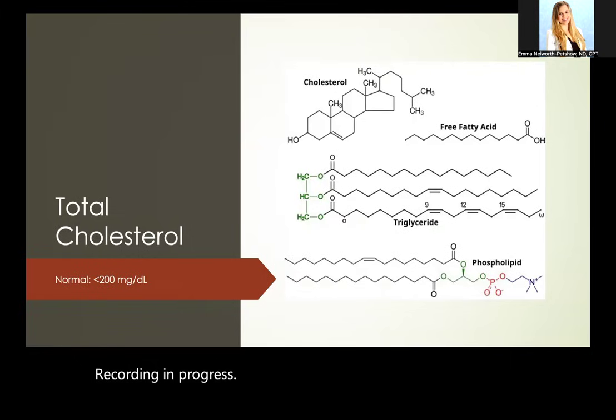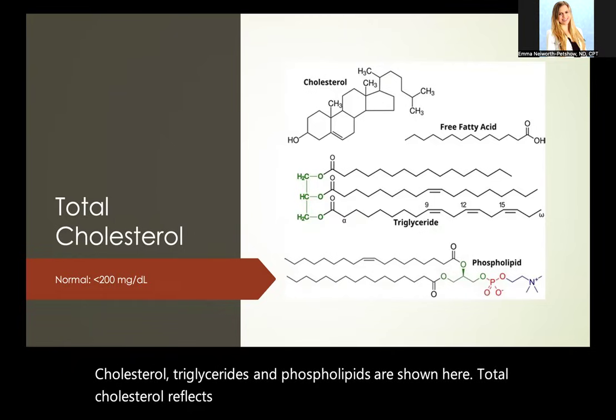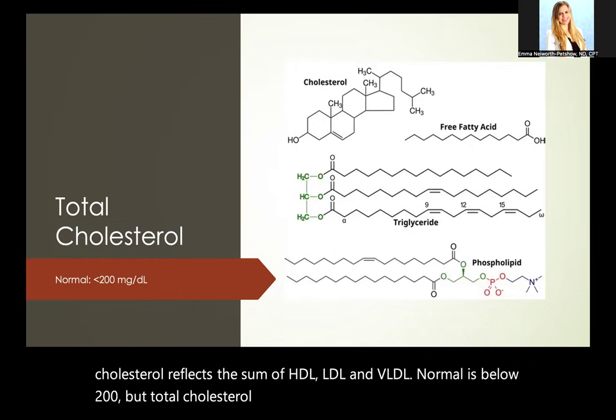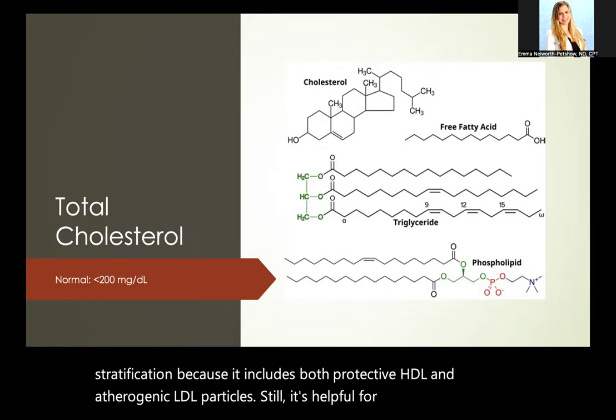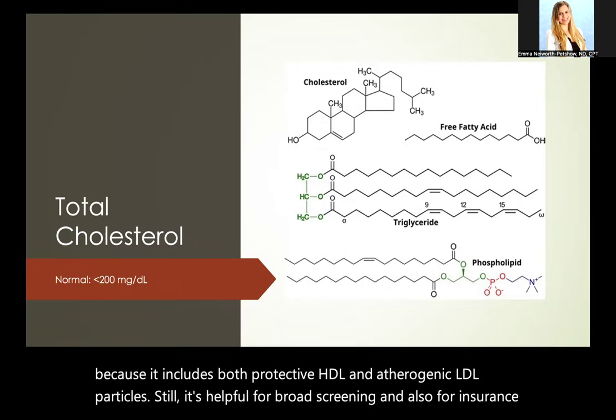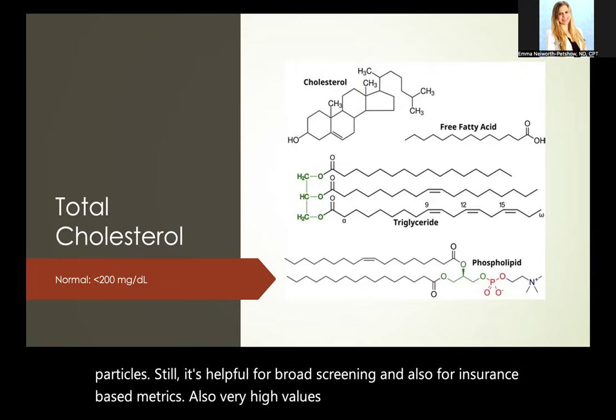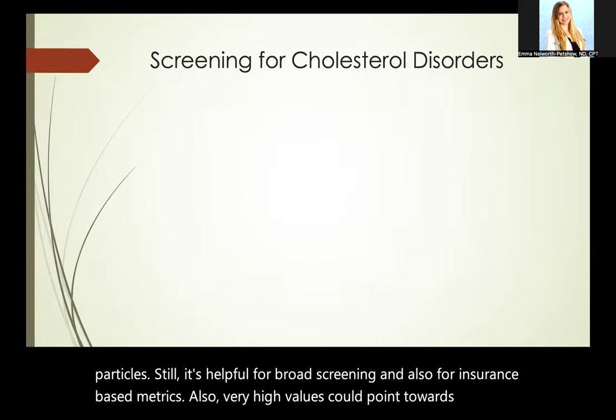Cholesterol, triglycerides, and phospholipids are shown here. Total cholesterol reflects the sum of HDL, LDL, and VLDL. Normal is below 200, but total cholesterol by itself is not useful for risk stratification because it includes both protective HDL and atherogenic LDL particles. Still, it's helpful for broad screening and also for insurance-based metrics. Also, very high values could point towards familial hypercholesterolemia.